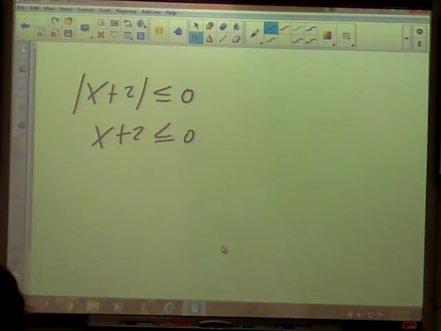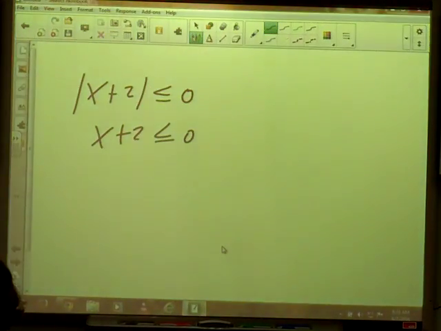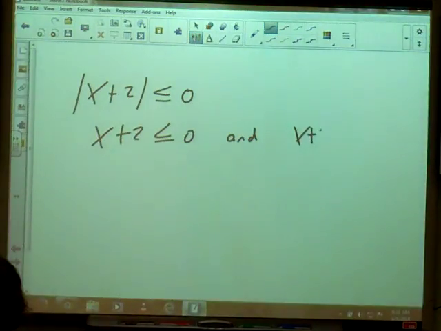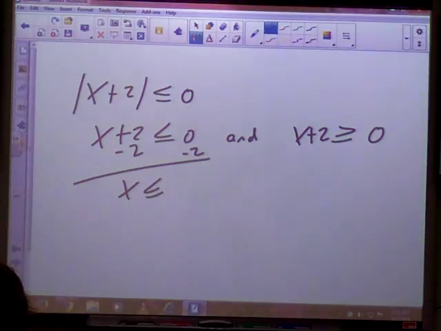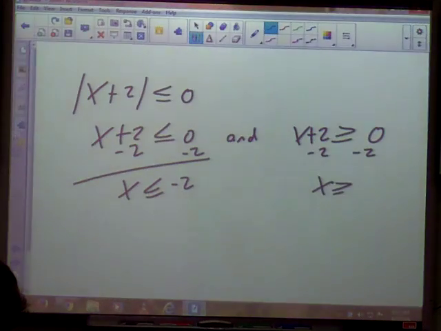Now, what about my other problem? Still got to write, is it an and or an or? And. Still got to write x plus 2 and flip that, but 0, can I make it the opposite sign? No, it's just 0, right? So, subtract my 2. So, x is less than or equal to negative 2. Subtract my 2. So, x is greater than or equal to negative 2.